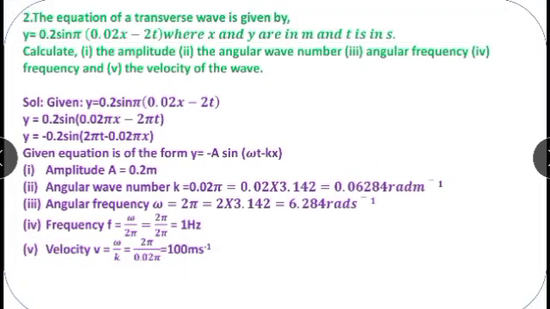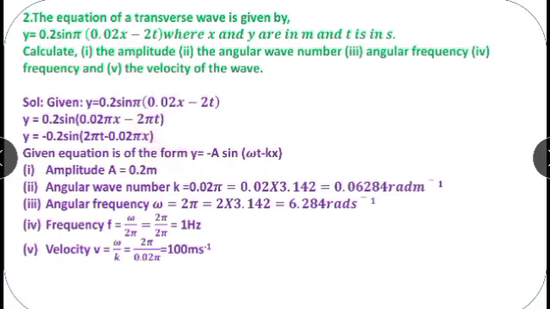Next problem. The equation of the transverse wave is given by y is equal to 0.2 sine pi into bracket 0.02x minus 2t bracket close, where x and y are in meter and t is in second. Calculate amplitude, angular wave number, angular frequency and velocity. They have asked us to calculate all these values. If we compare this equation with the general transverse wave equation, y is equal to a sine of omega t minus kx, this we know.